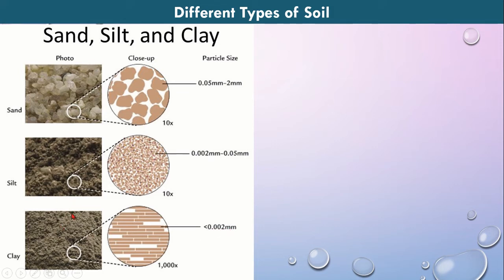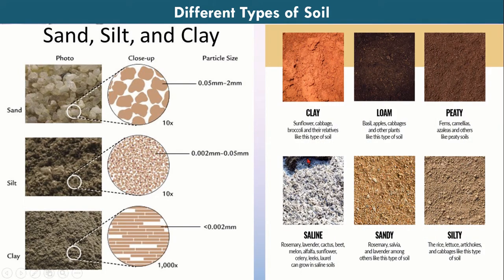This is how it looks, but it depends on the different parts of the region due to the presence of acidic and alkaline, that means soil pH. Here is the different color of different soils. Clay soil, as you can see, is reddish in color due to the presence of acid, where you can cultivate sunflower, cabbage, broccoli and their relatives. Then loamy soil is a little bit blackish, where basil, apples, cabbage and other plants grow well. Make sure loamy soil is the best for all types of crop cultivation.